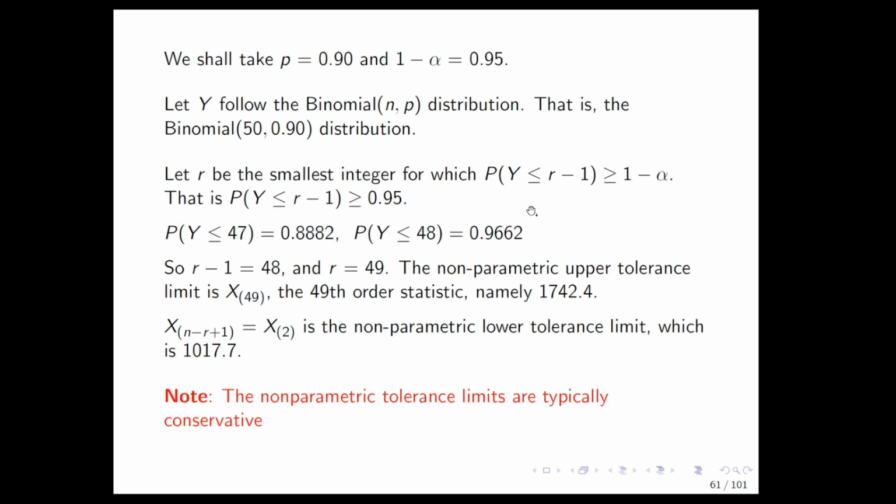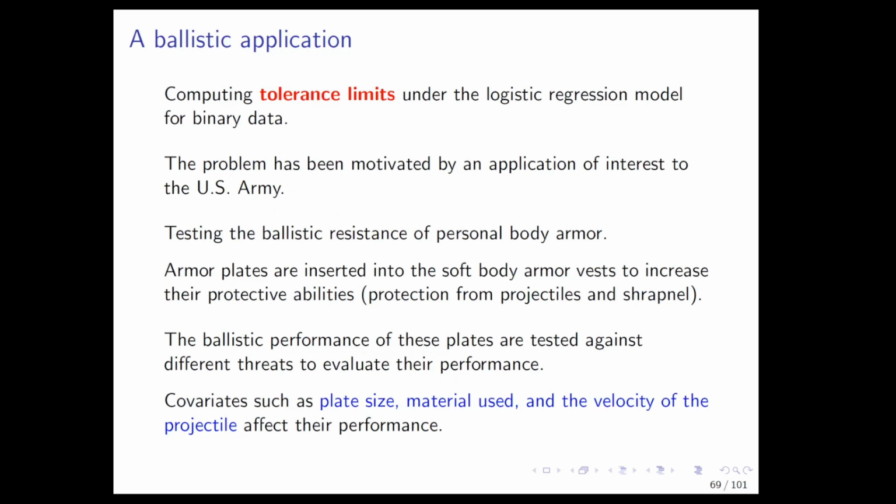So there's no way you can get a limit that is exactly equal to 0.95 here. I mean, the probability or the coverage to be 0.95. So the non-parametric method tends to be conservative. Unless, of course, when the sample size is very large, that level of conservatism will decrease. Okay. So this is the problem we are addressing.